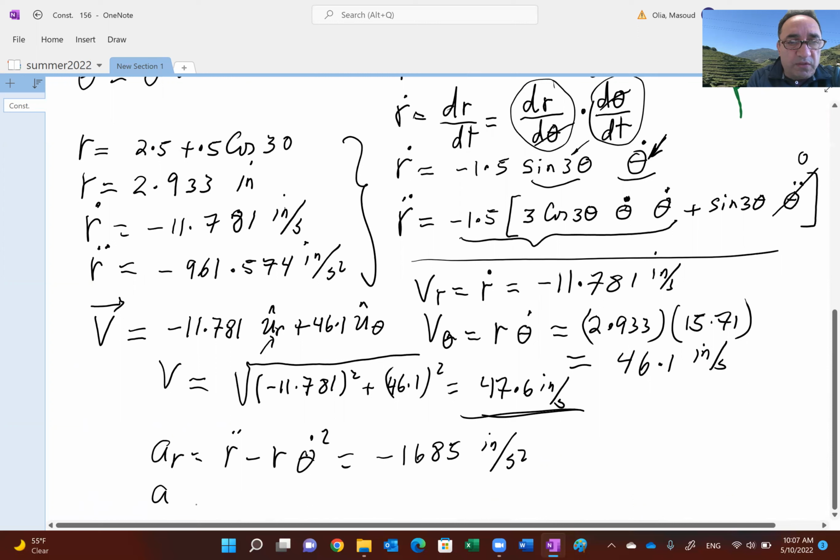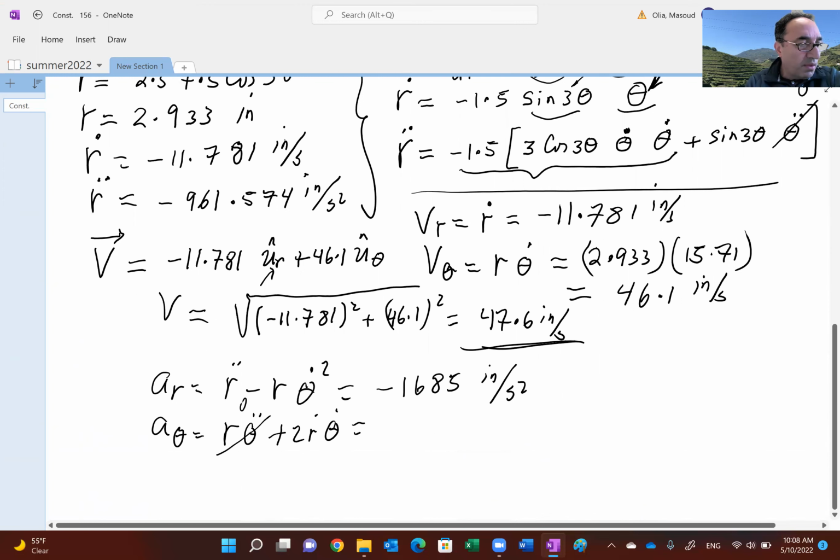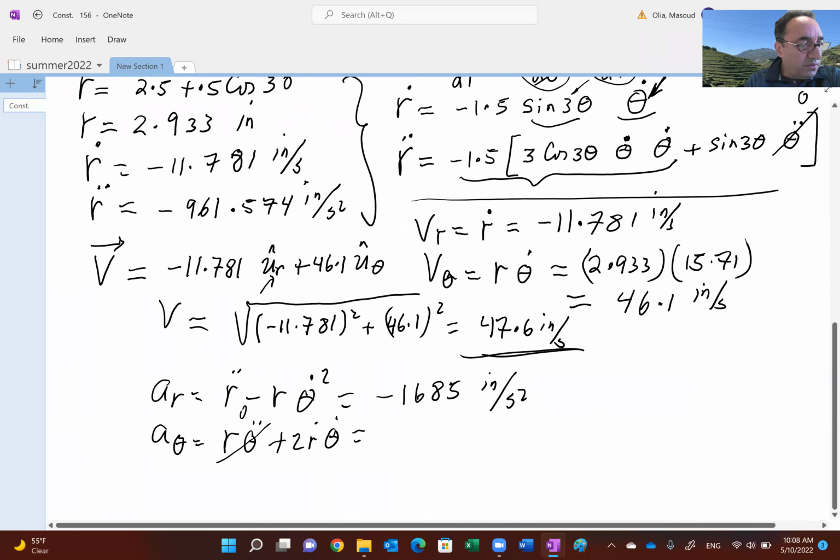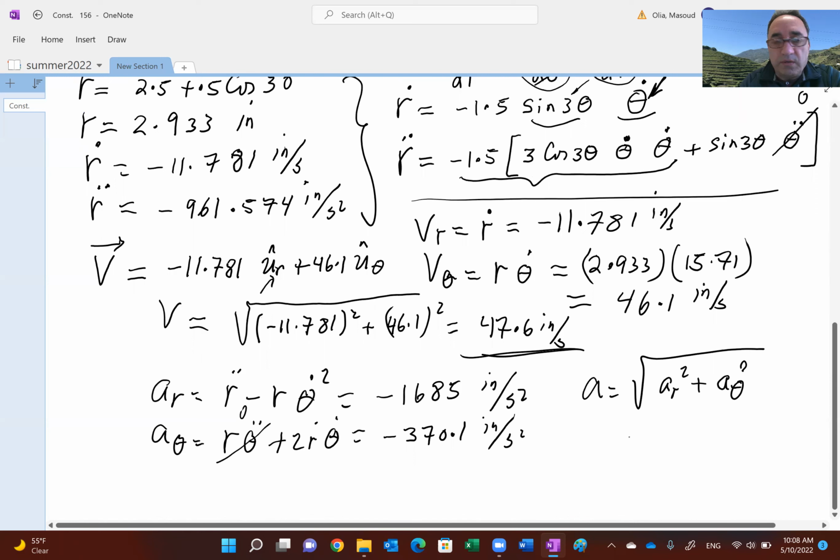And A sub theta we say is what? R theta double dot plus 2 R dot theta dot. Just do the plug-in. Remember, the first term actually becomes 0 because theta double dot is 0, because theta dot is constant. This comes out to be minus 370.1 inches per second squared. Again, the magnitude of acceleration is the square root of A R squared plus A theta squared, and you know the rest of this. So the magnitude of A comes out to be 1,725 inches per second squared.